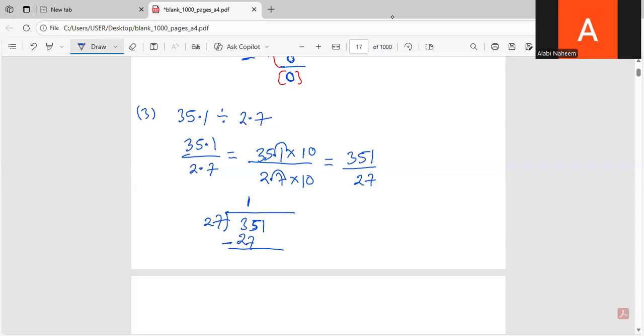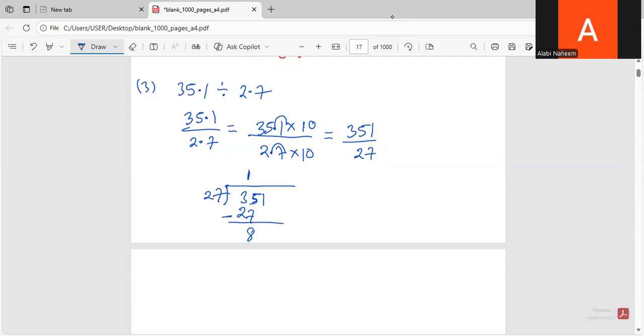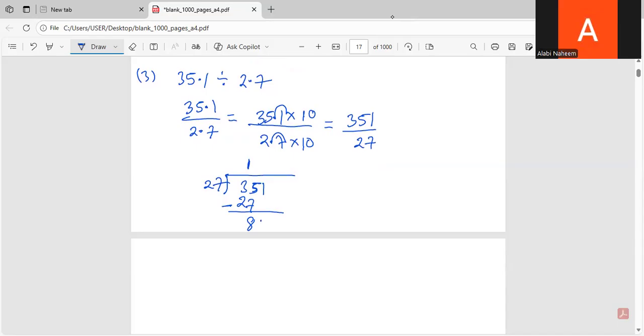We subtract. So when we subtract this, what do we have? 35 minus 27 is 8, right? Then we transfer this one downwards, 1. Now 27 in 8, 8 is smaller. So we now see 27 in 81. That's 3. 27 times 3 is 81. We can now subtract. Then we have 0 when we subtract. So we can end the division. So our quotient is 13.